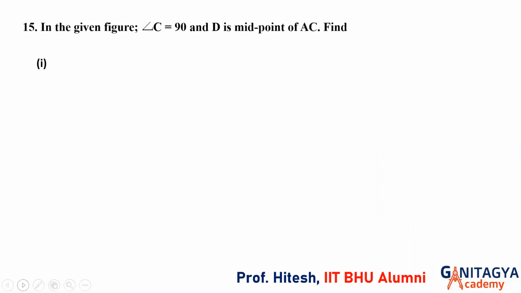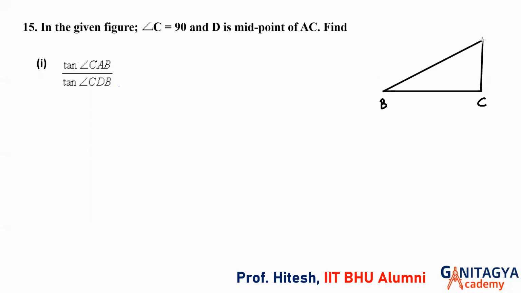So next question is, in the given figure angle C is equal to 90 degree and D is midpoint of AC. Find this one. Let me draw the figure. So the figure is, we are having BC. This is BC, and this is AC. A and B connected and midpoint of AC.